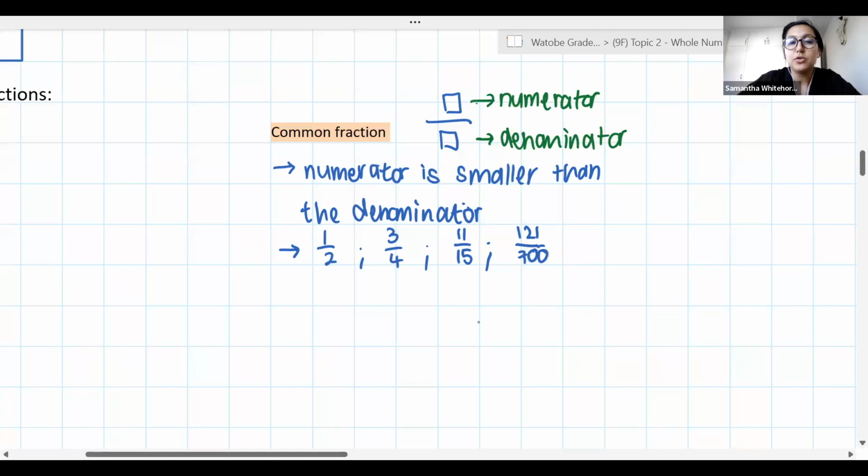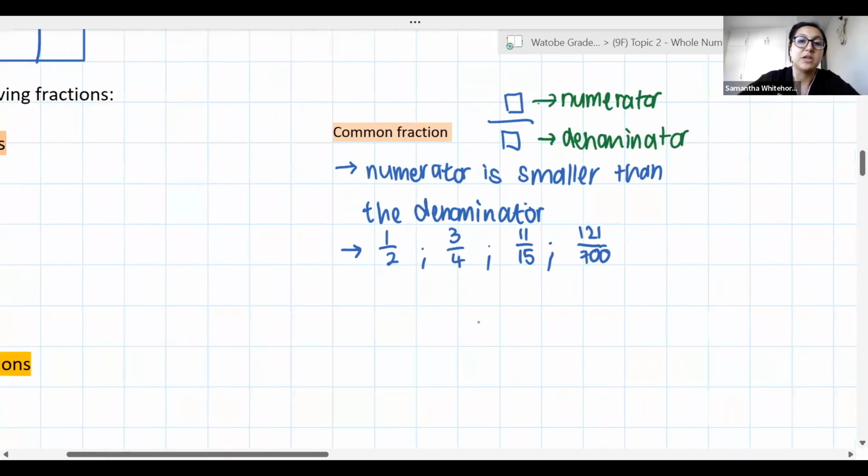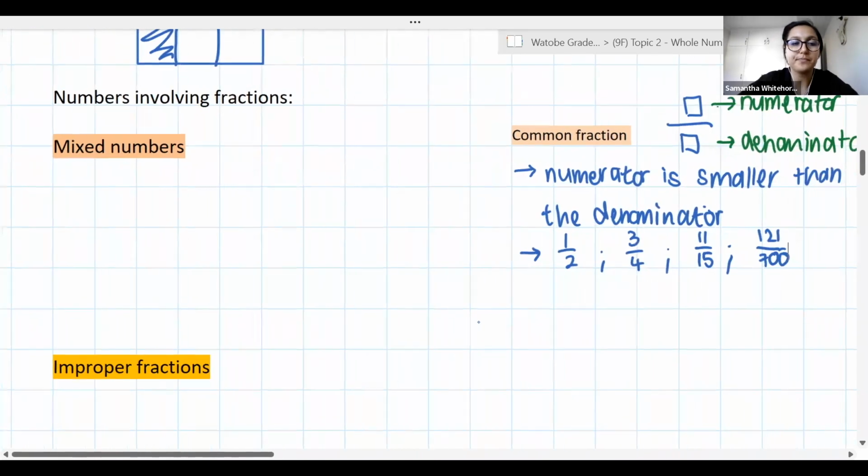Okay, so I'm going to come back to this. If you don't take a screenshot now, don't stress. Once we've done all of our definitions, I'll put all of the definitions on the screen so you can take a screenshot.